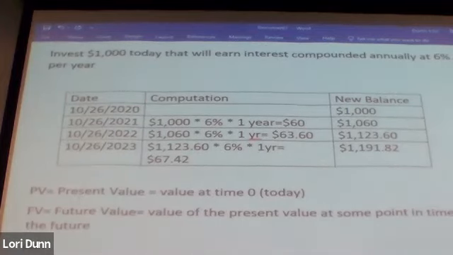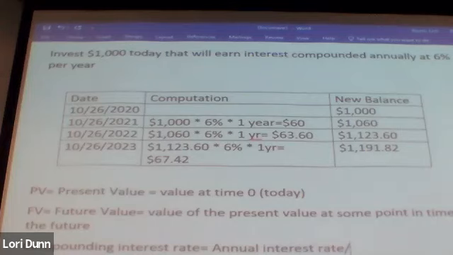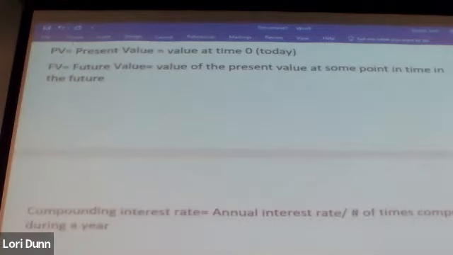You need a compounding interest rate. And here's how you determine that. It's your annual interest rate divided by the number of times you compound during a year. So all compounding means is that you're recalculating the interest. You could recalculate interest more than once a year. We just showed it once a year. And we'll show you how we change these interest rates according to the number of times you actually compound during a year.